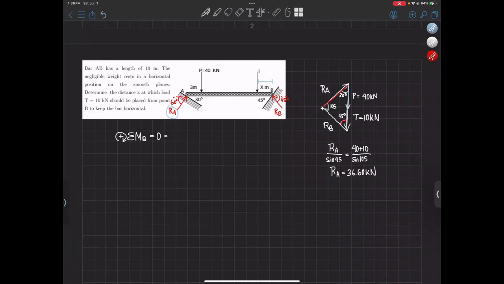So if we're going to look first at the 40 kilonewtons, this is the point over here, B. We could see it's going counterclockwise. So that's negative 40. And since this is 3 meters, and the entire bar is 10 meters, the rest from here to here is going to be 7 meters. Just add in, subtract. 7.